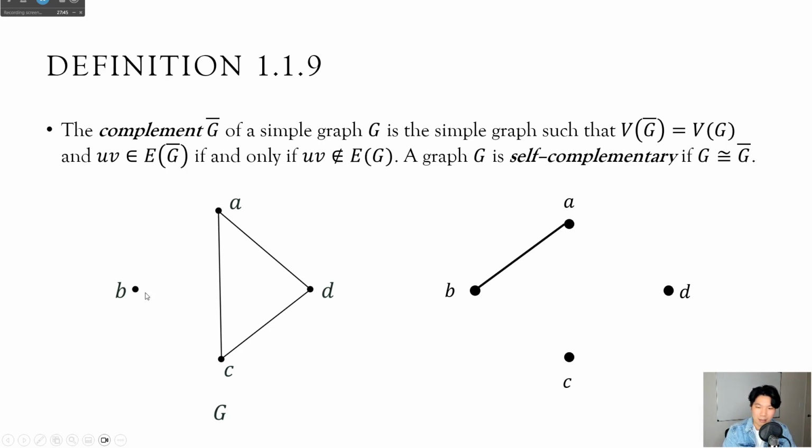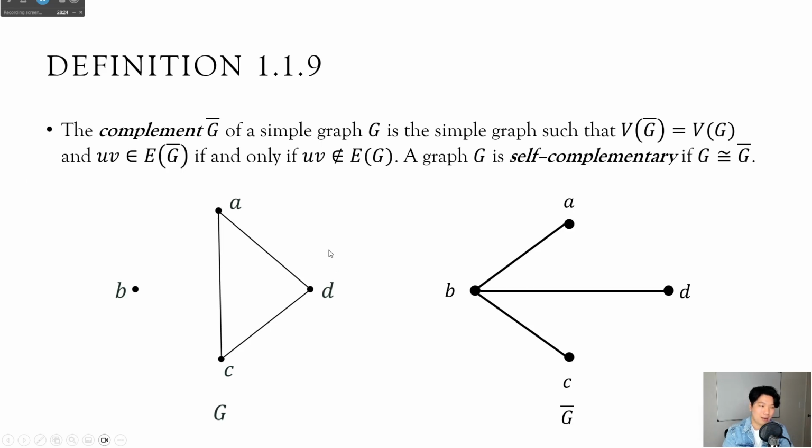Similarly, B and D is not in there, so BD should be an edge in my complement. And then the same thing for BC. BC is not in here, so BC should be in my new graph. AC is in my original graph, so AC is not in my complement graph. Same thing for AD and DC. So here I have my complement graph. So we have a graph G and its complement. The vertices are the same, but the edges are opposite from what we originally had.